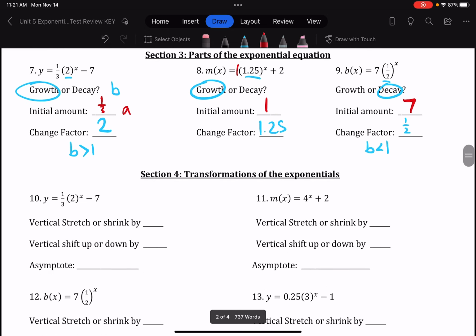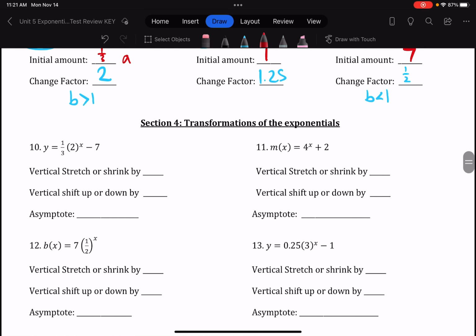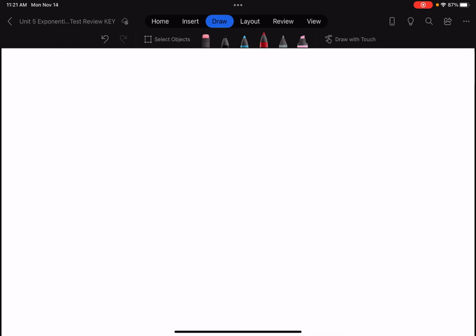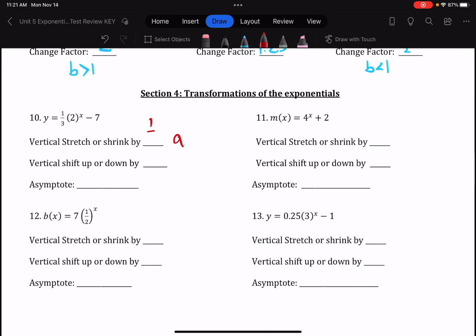Which brings us on to our transformations in problems 10 through 13. So section 4 of our Unit 5 test review. The first thing it asks me is about vertical stretch or shrink. This is going to be dealing with our initial values. In our initial value, I'm just going to go ahead and list it as 1/3. This is less than 1, so it is going to be a vertical shrink.